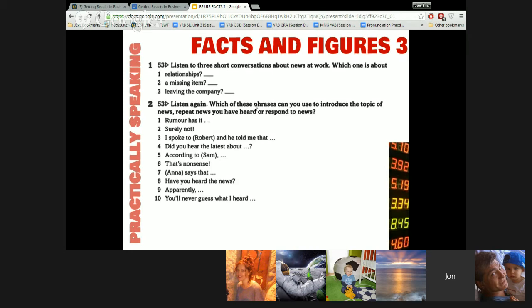Let's take a look at some of the key language. It says listen again, but I think we can do it without listening. Let's see. If not, we might read through it together. Which of these phrases can you use to introduce the topic of news, repeat the news you have heard, or respond to news?